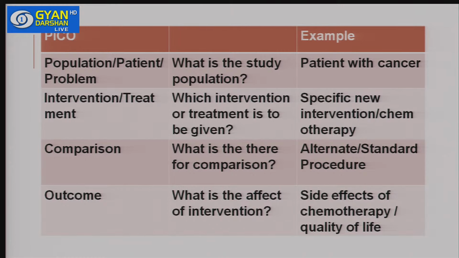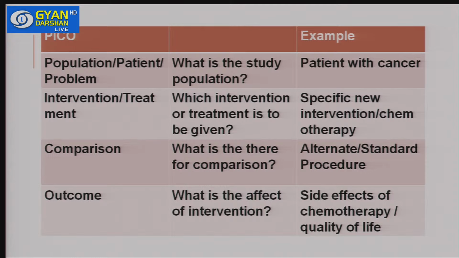What is the intervention and the treatment? When intervention or treatment is to be given, specify new intervention or new chemotherapy or some other combination of therapies if you are doing. Comparison. What are these for comparisons? That is your alternative therapy or standard procedure, standard care you are going to compare. Outcome. What is the effect of the intervention? Side effects of chemotherapy are reduced or quality of life is improved. So you have to make this table when you do some study.